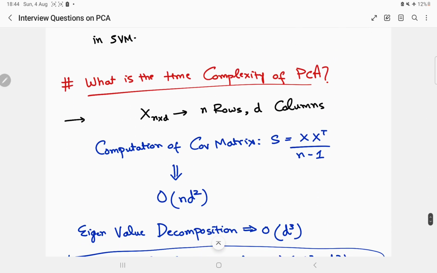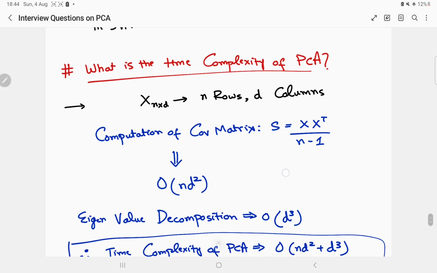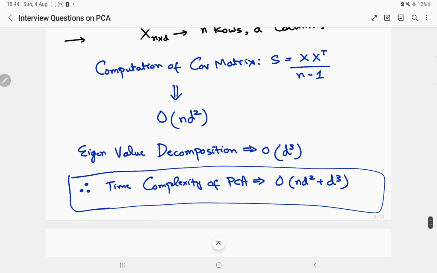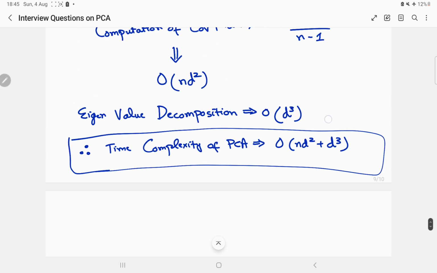Another question could be, what is the time complexity of PCA? Assuming your input data has n rows and d columns or d features, the computation of a covariance matrix, like you can see from this formula, would be order of d squared, because you would have d features or d columns, and you do it across the entire dataset with n rows. Therefore, the time complexity for the computation of the covariance matrix would be order of n times d squared. And the time complexity for the eigenvalue decomposition, that is the computation of your eigenvectors and eigenvalues, would be order of d cubed, assuming you have d features. Therefore, the total time complexity for PCA would be order of n d squared plus d cubed. So this is another important interview question that might come across you.